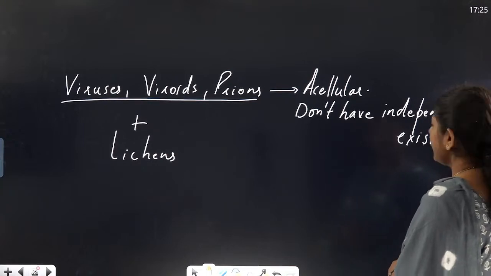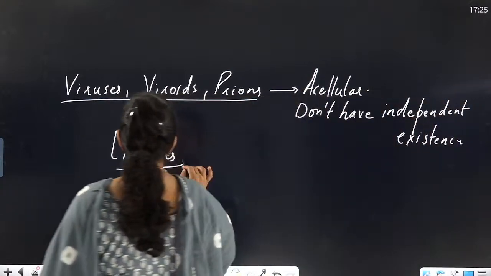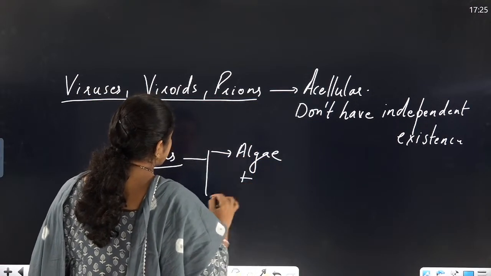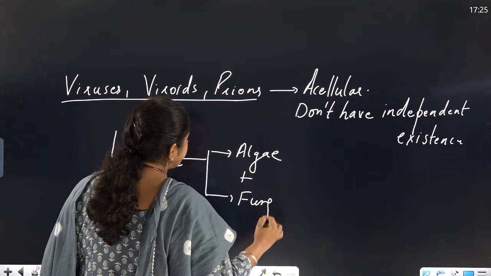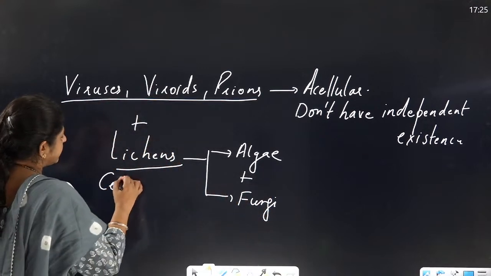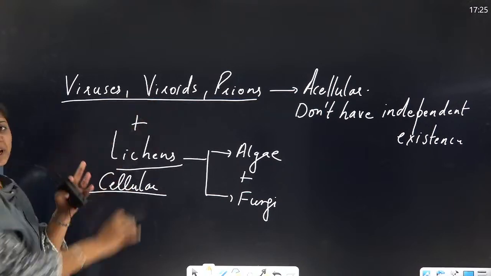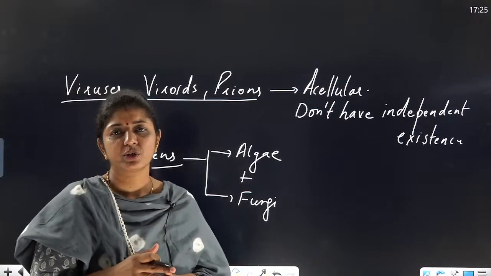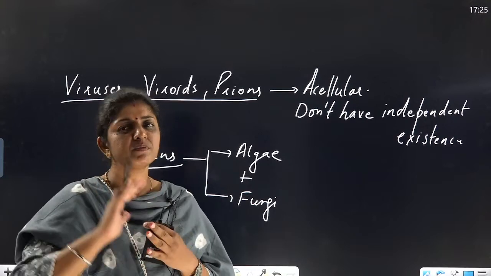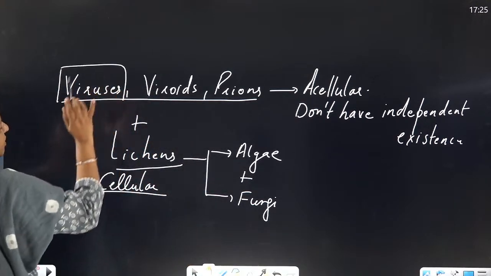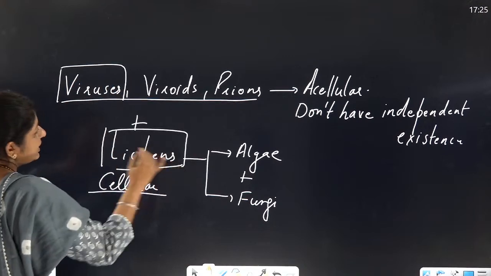Right? And this lichens is the combination of alga and the fungi. Right? So in which group we should classify? This is cellular. This is a cellular organism. But they cannot live independently, viruses, viroids and prions. What are viroids and prions? We will take later on. Slightly I am taking the description small of viruses, then I will take for lichens.